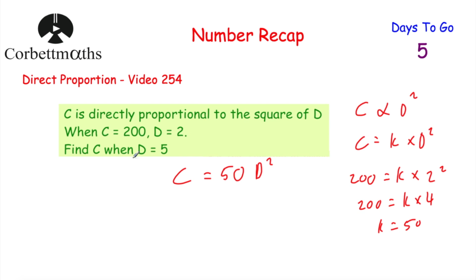So here it says find C whenever D is equal to 5. If you just do 5 squared, get your answer and times by 50, that'll be the value for C. Or if you know what C is and you want to find D, you would just put this equal to whatever C is and then solve that to find D, and so on.